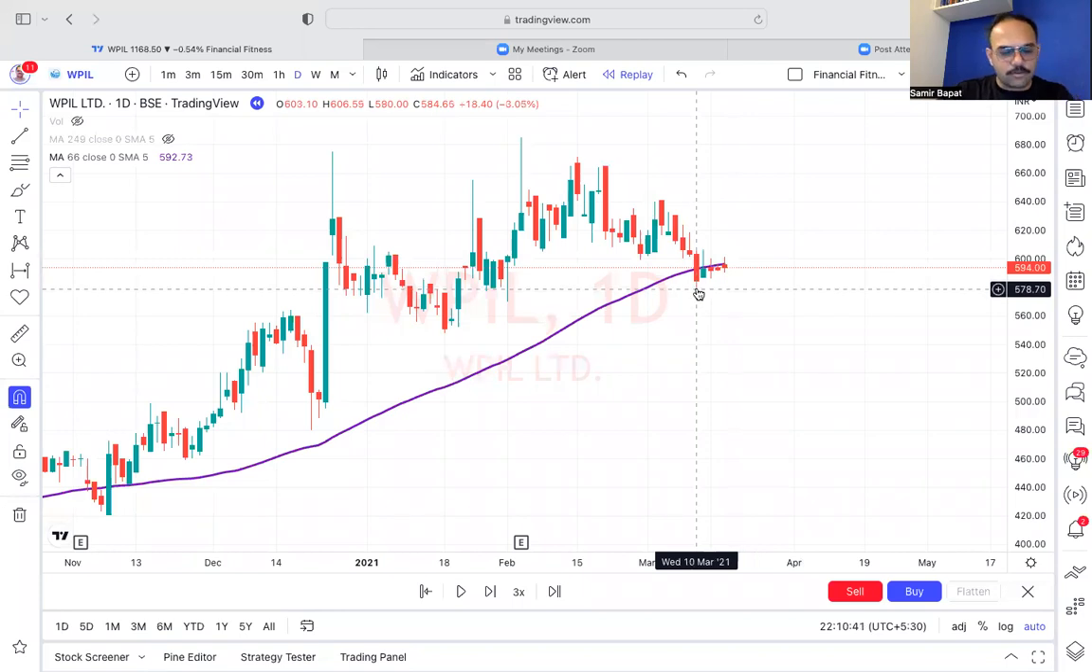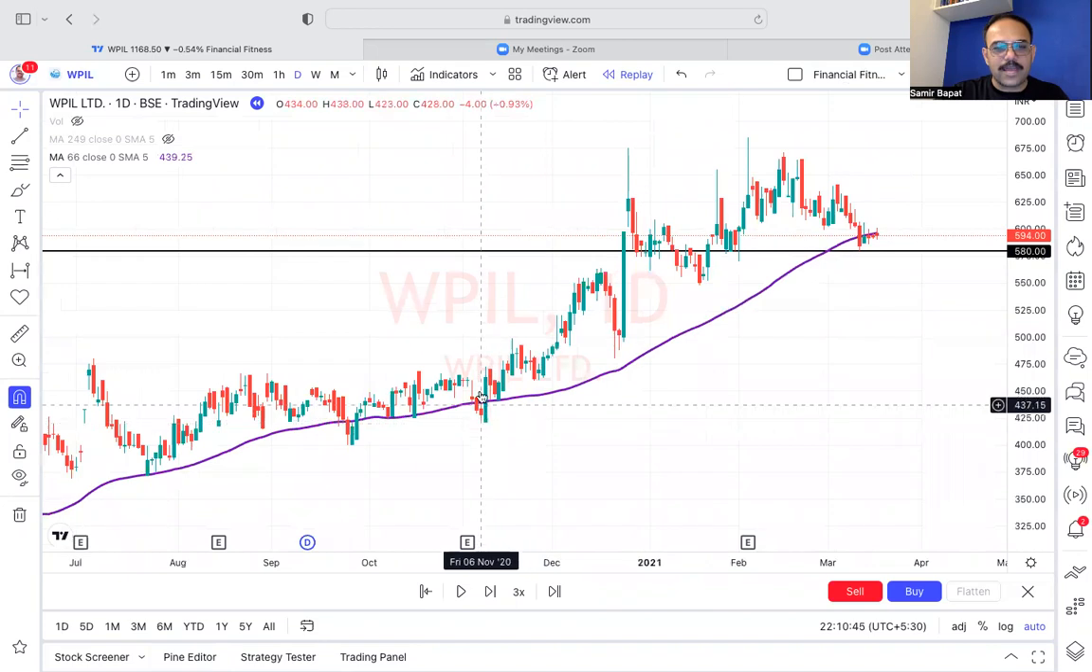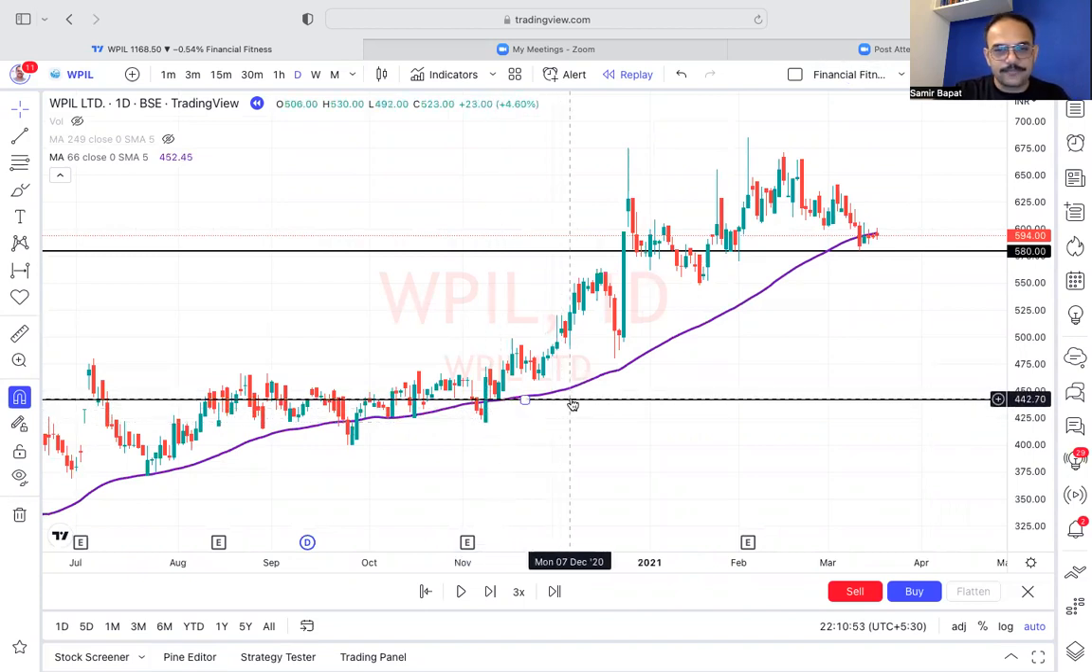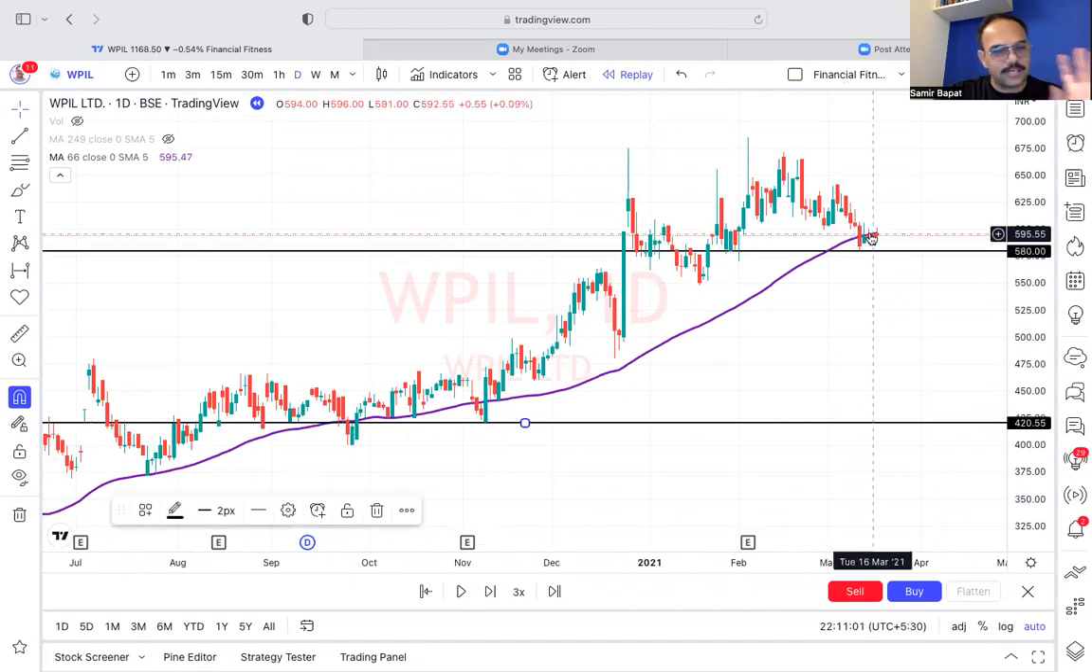I'll put a stop loss here. I purchased here. When I entered, my stop loss was here. Let's say this is my V shape. My first stop loss was here. Now it has gone up, then gone below the 66-day moving average. My new V shape is here. I will exit if it closes below.